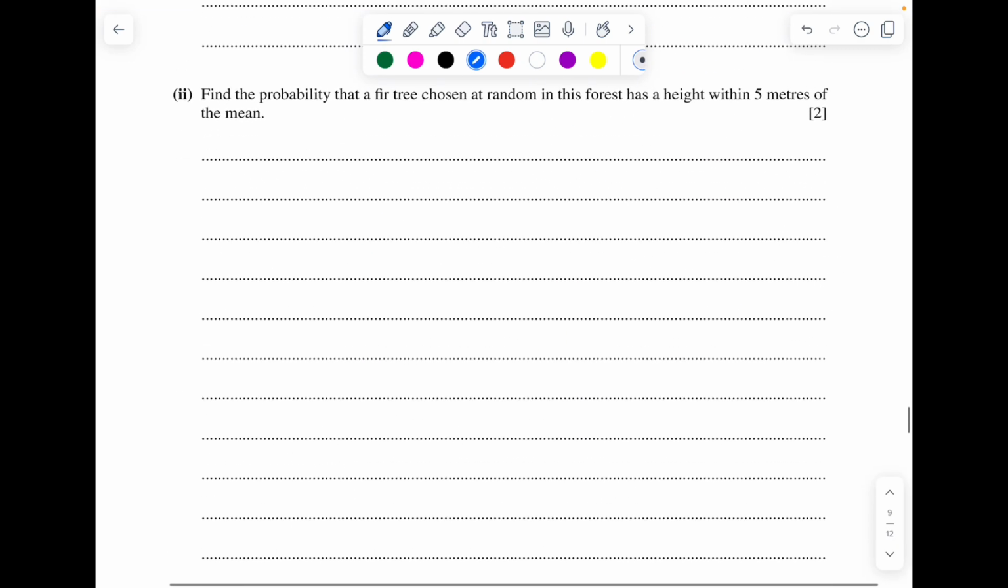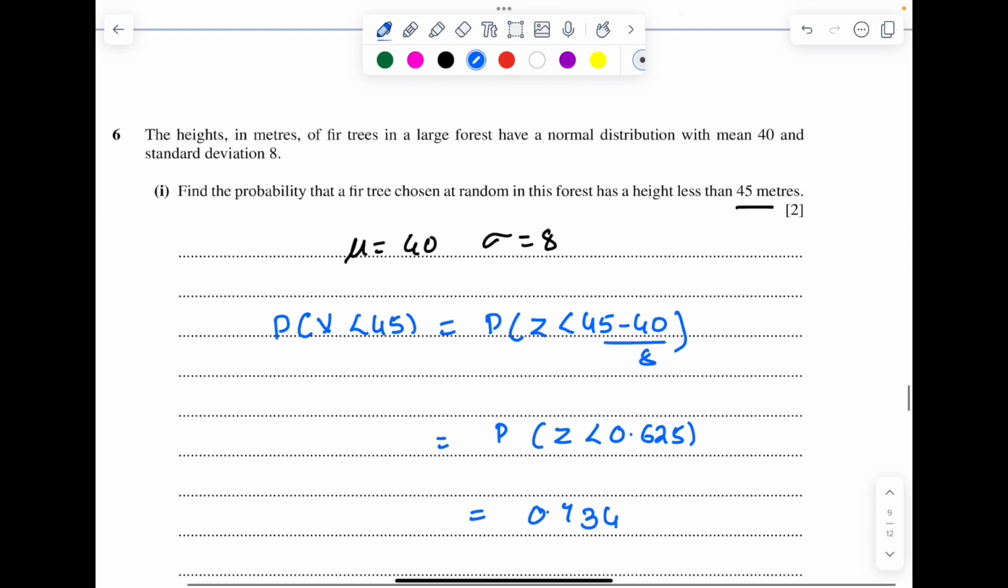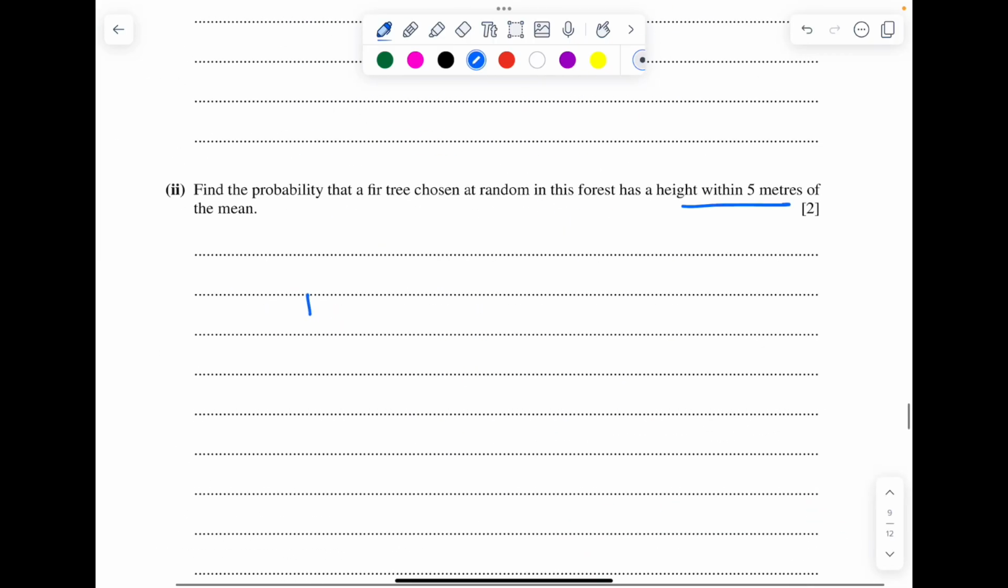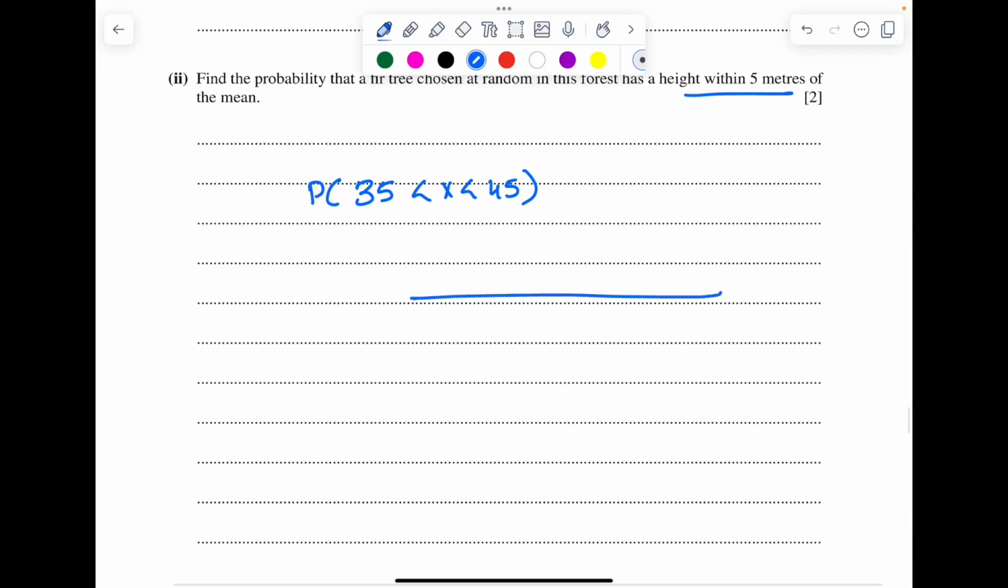Next, find the probability that a tree chosen at random in the forest has a height within 5 meters of the mean. Within 5 meters of the mean. So what was the mean? Mean is nothing but what, 40. So it should lie between 35 and 45. So mean is over here, which is 40. So between 45 and 35.